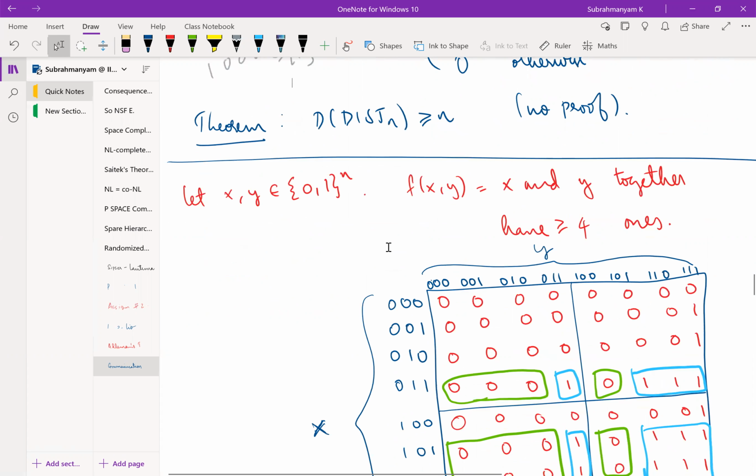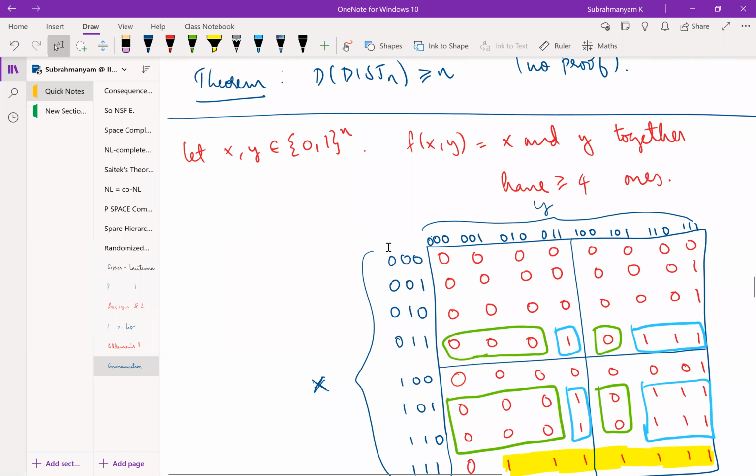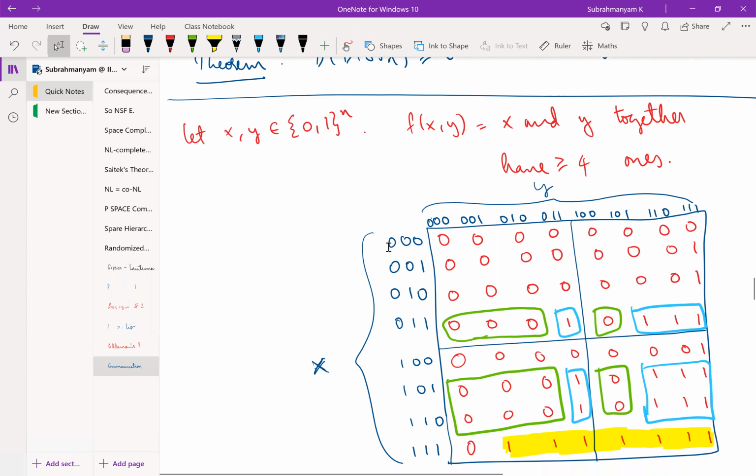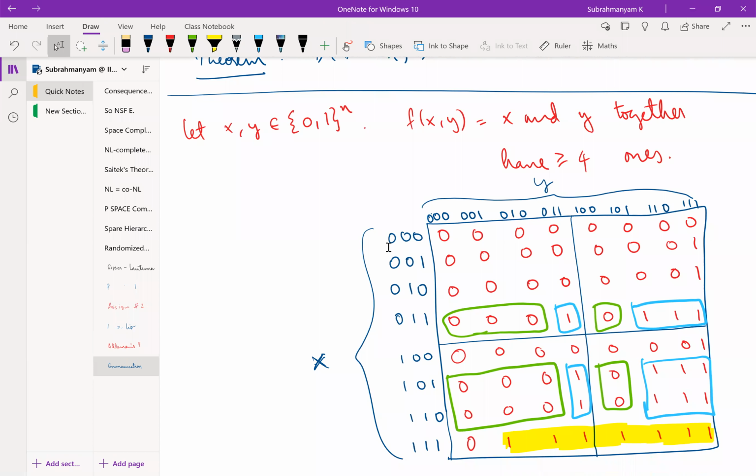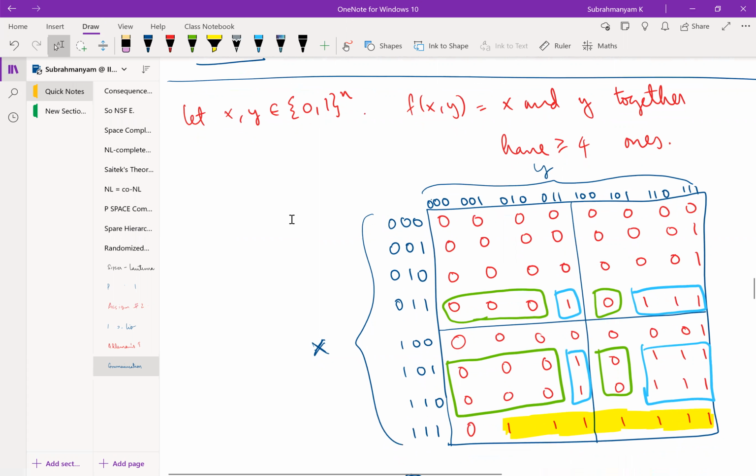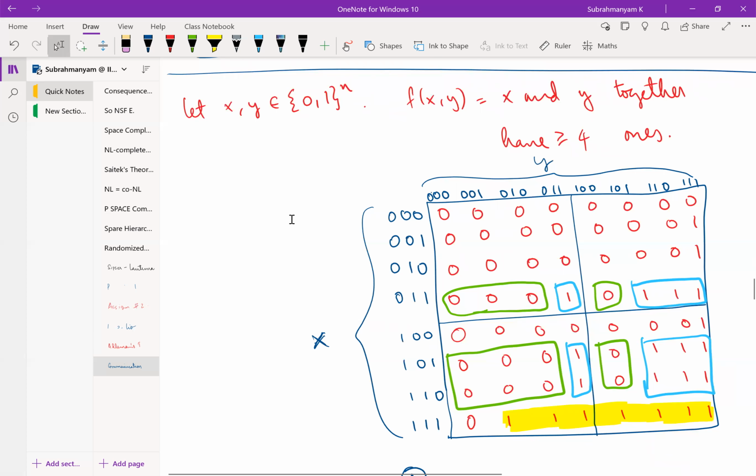Now let me introduce another notion called the matrix. Maybe once I explain the matrix, you will understand. This is a matrix that corresponds to the function. So what is this function? This function says that x and y together have at least 4 ones.